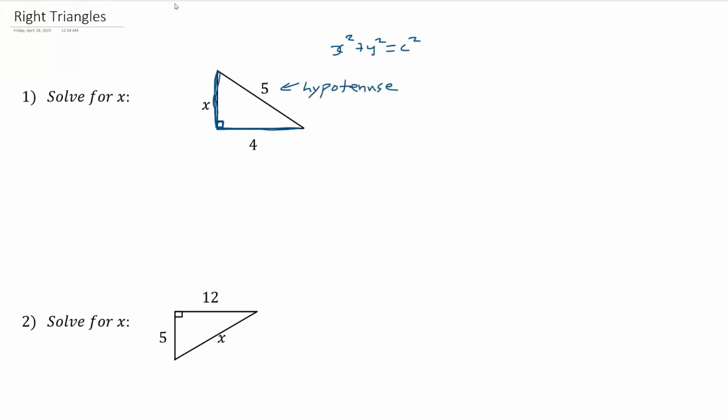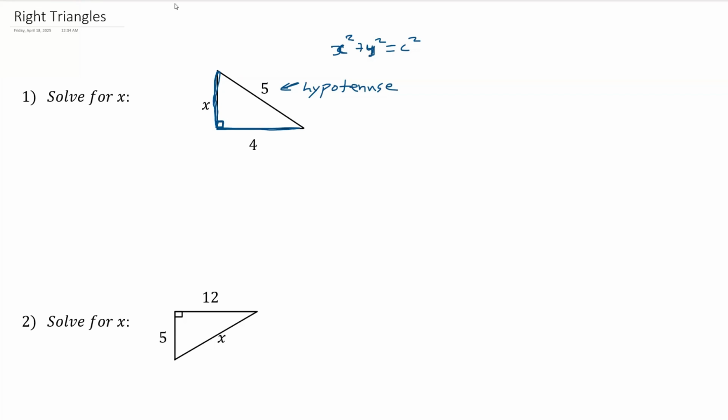All right. So the 5 is the c. So you always have to know the hypotenuse. The hypotenuse is opposite of the right angle. So the side that is opposite from the right angle is considered the hypotenuse, and that's what the c is. So one leg squared plus the other leg squared is equal to the hypotenuse squared.